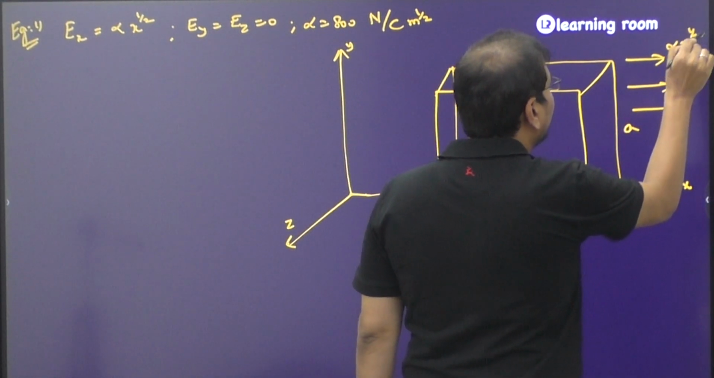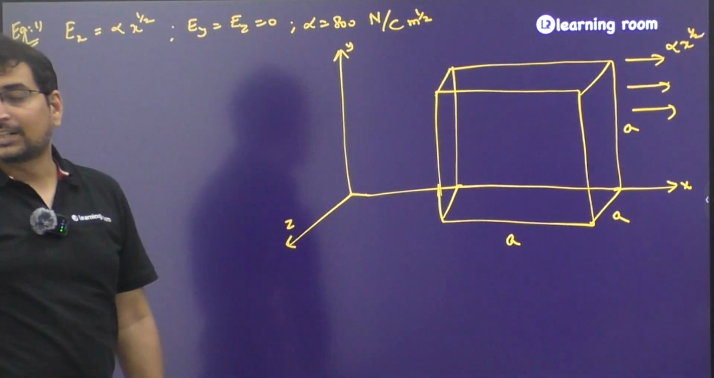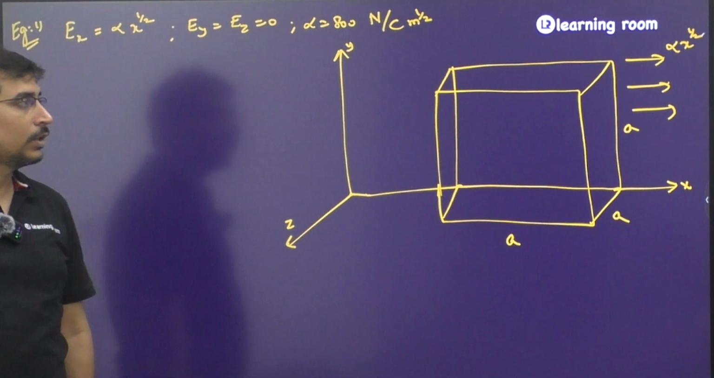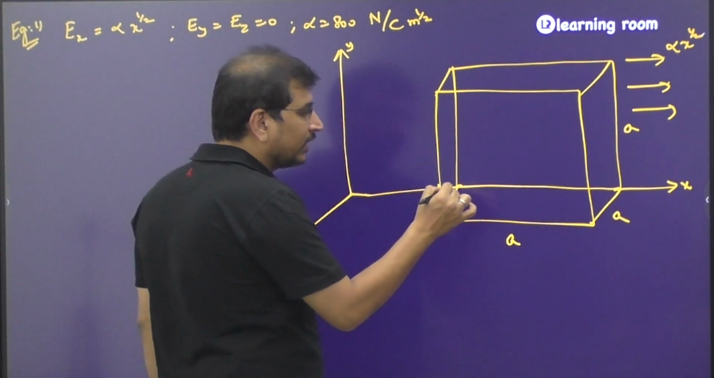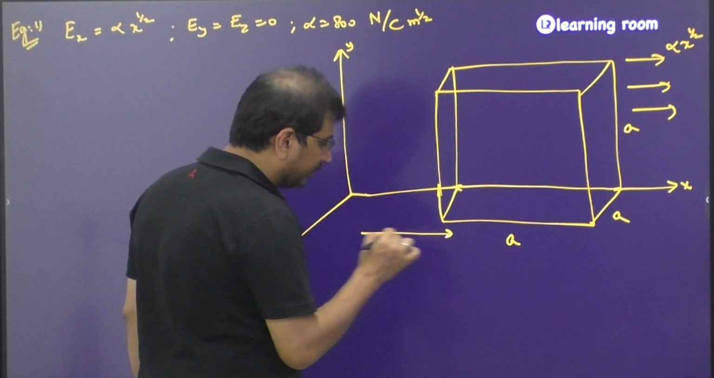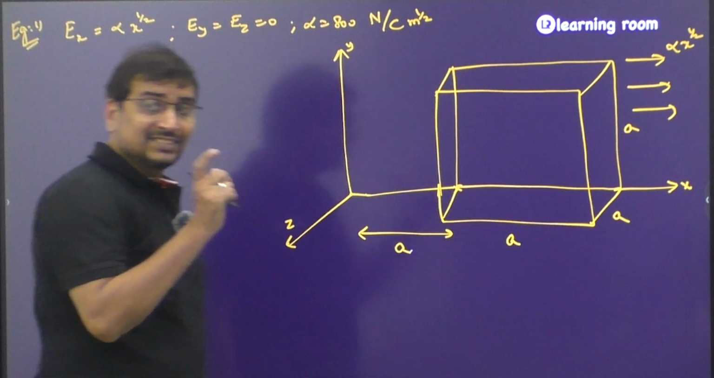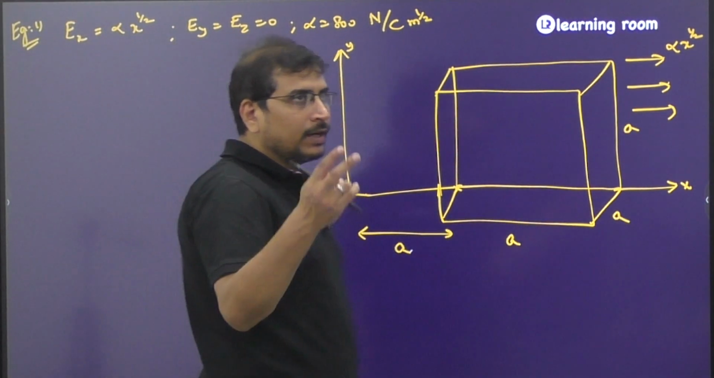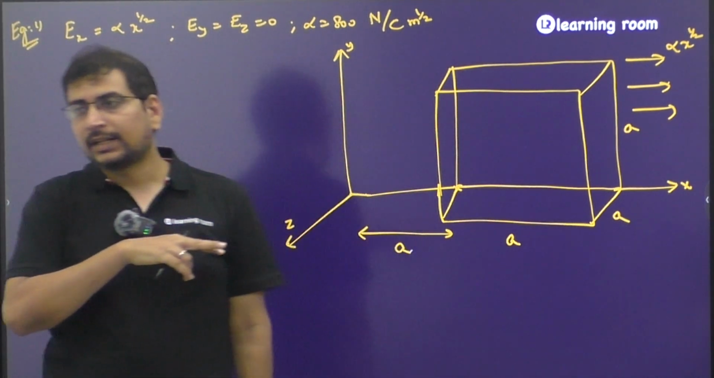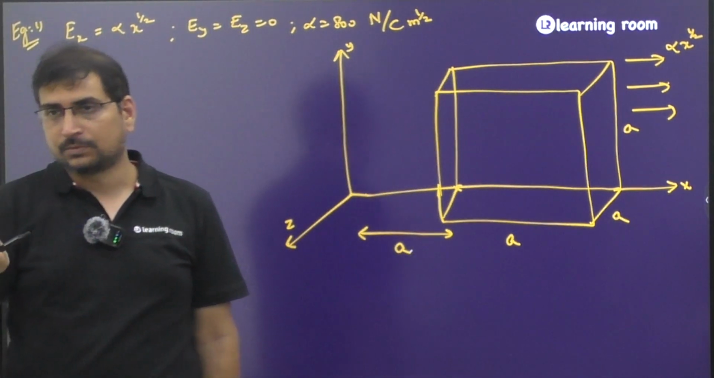So Ex is in this direction, alpha into x power half. Am I clear with this? Right. Now the question is, one thing that is missing in the diagram is they didn't give you how much distance this is at. This is at a distance a. Now unlike the previous scenario, here the electric field is confined only to one direction.